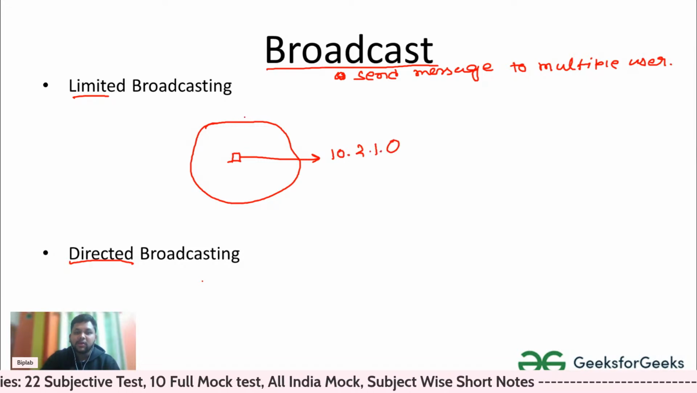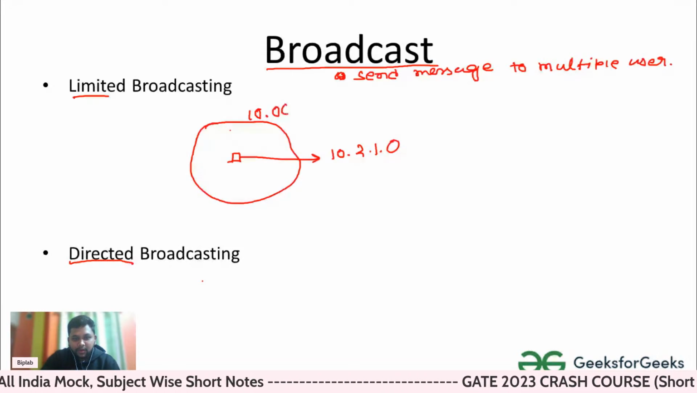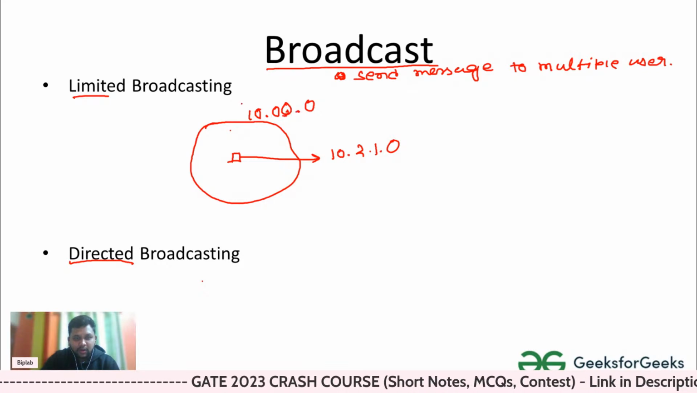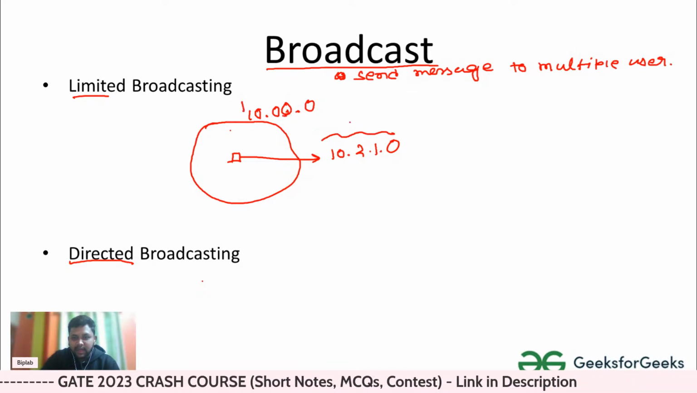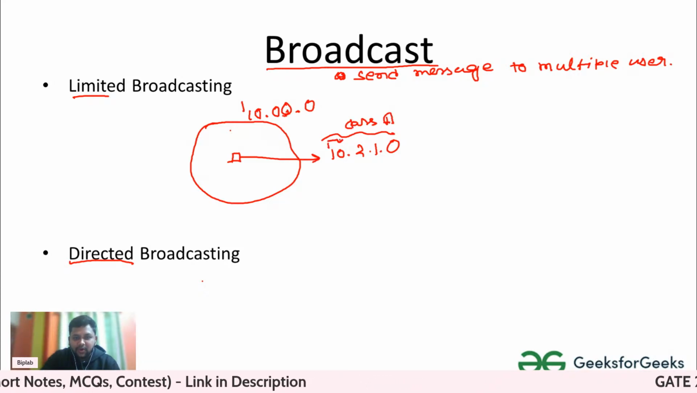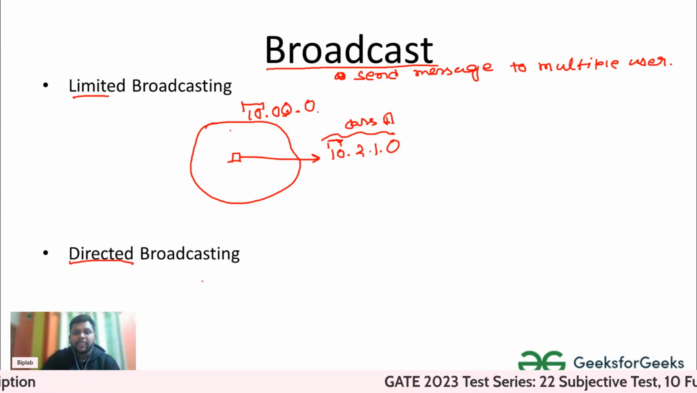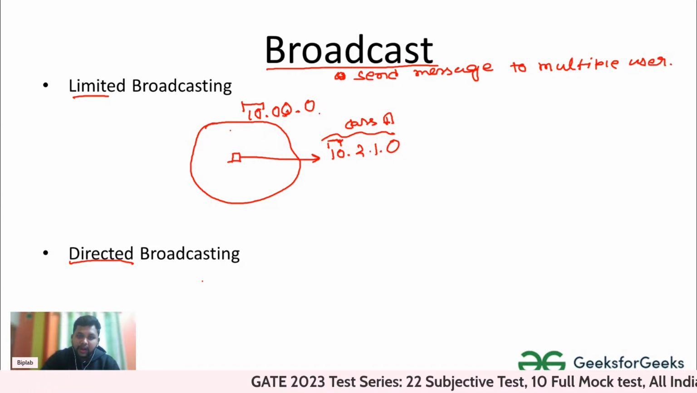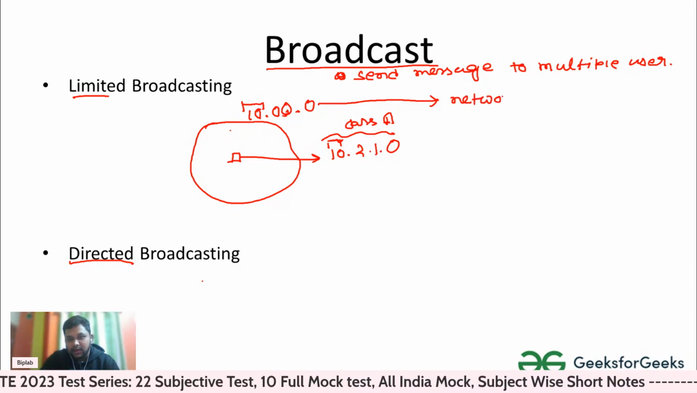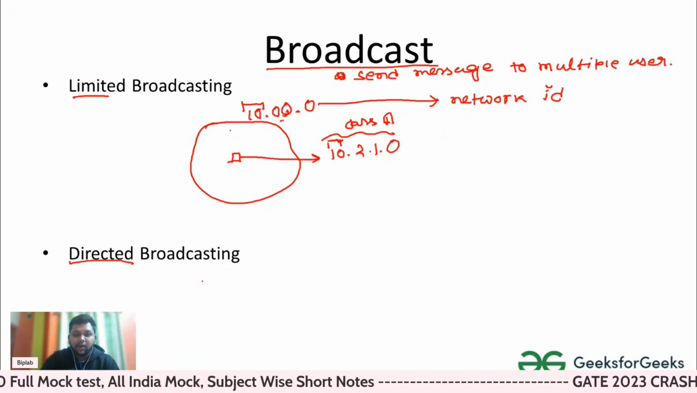And so what is your network IP address? This is your network. So your network ID will be 10.0.0.0. Since it is a class A IP address, only the first octet will be your network ID. So this is your network ID, and all others are zero. Now this is called network ID. Now you have understood why we have reserved all zero bits.